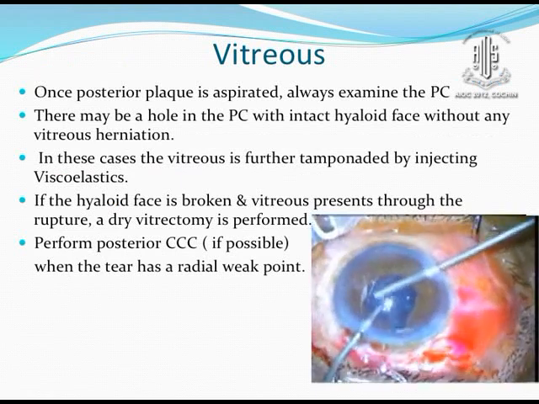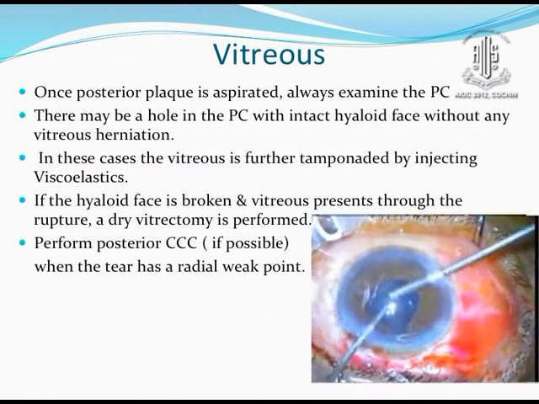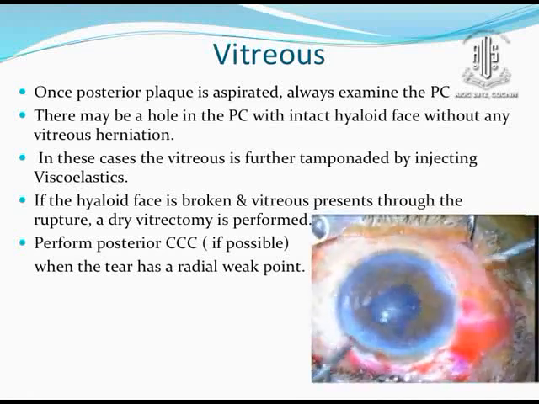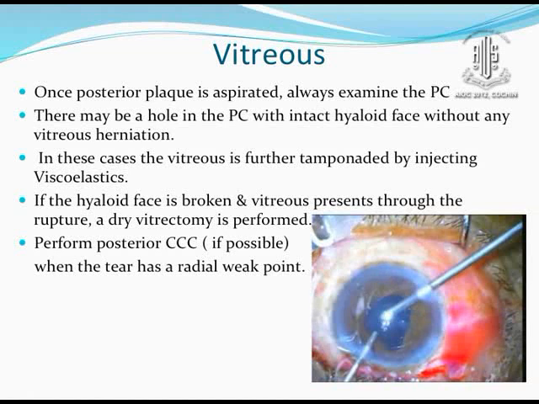Once the plaque is aspirated, always examine the posterior capsule. Sometimes you may find a posterior hole in the PC with an intact hyaloid face. In such cases, just use Visco to tamponade the vitreous, and if the hyaloid face is broken and vitreous presents through the rupture, you can perform a dry vitrectomy. For vitrectomy, we use a setting of about 700 to 800 cut rate with 100 to 150 vacuum.